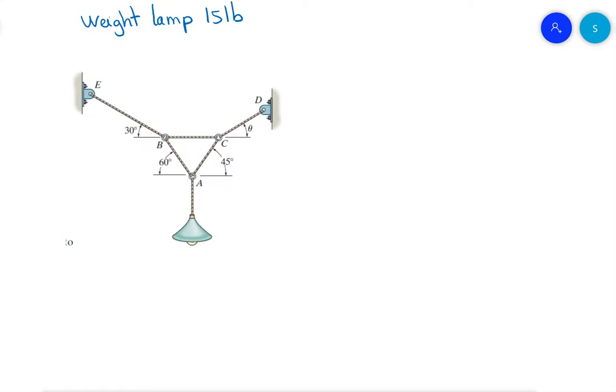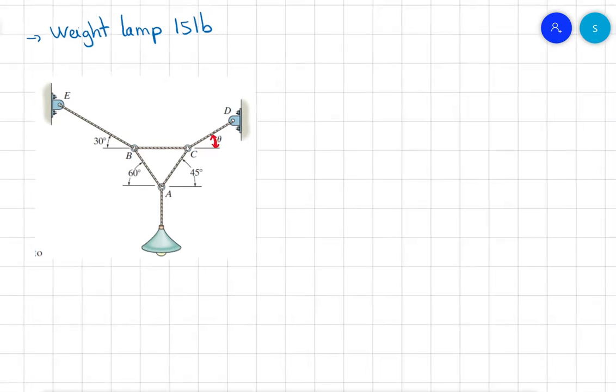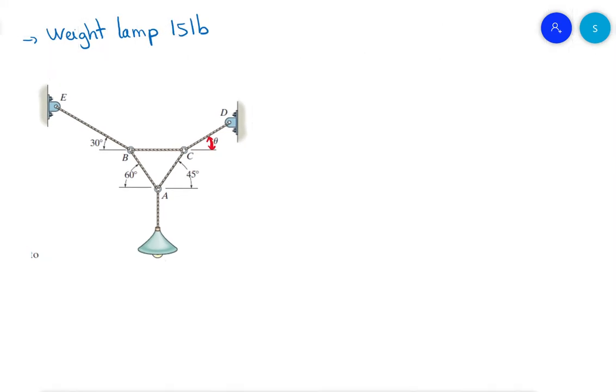In this 2D particle problem, we will solve for the tension inside each rope and also this angle alpha that we don't know. Okay, so we need to begin with the free body diagram where we have information. The only information that we have is the weight of the lamp, 15 pounds. So we will begin with the particle A. So let's do one step at a time. It's just a question of organization.